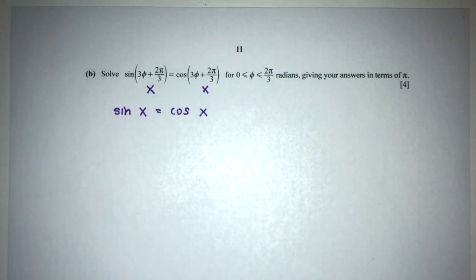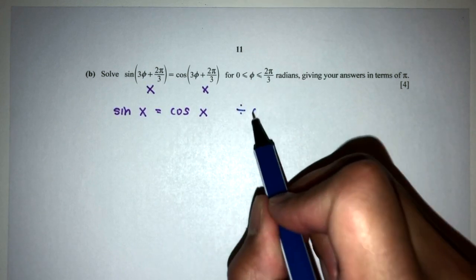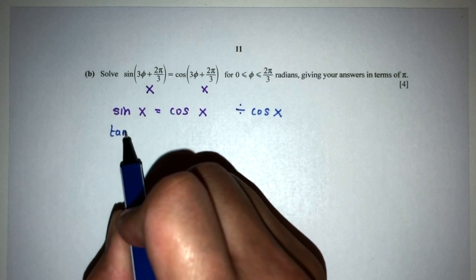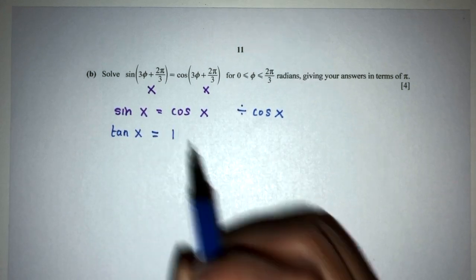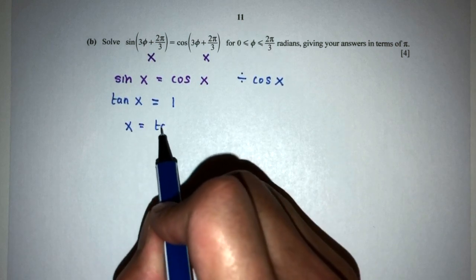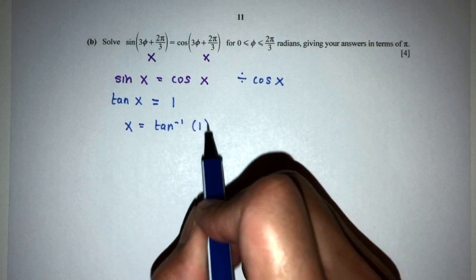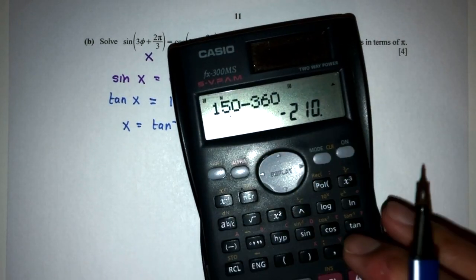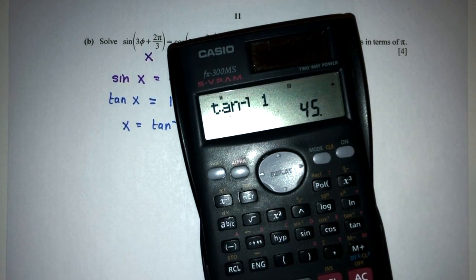Now, as always, when you have sine and cos in the same equation, I advise dividing by cos x. Let's see what happens. You will have tan x equal to 1. Right. Now I can solve for this. x will be tan inverse of 1, which is pi by 4. Well, let's check. tan inverse of 1 is 45 degrees, which is pi by 4.